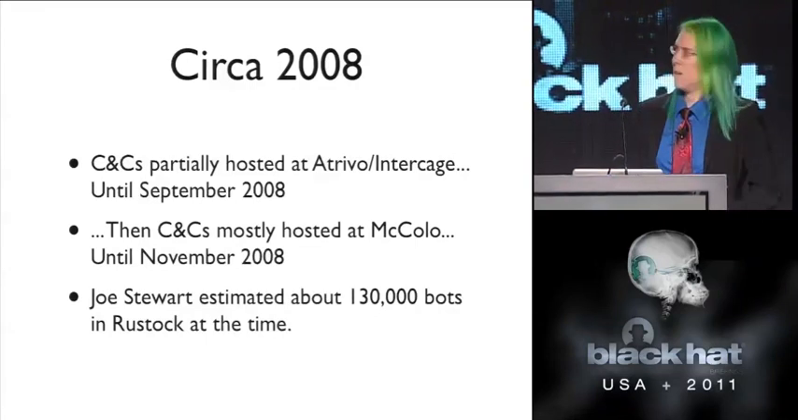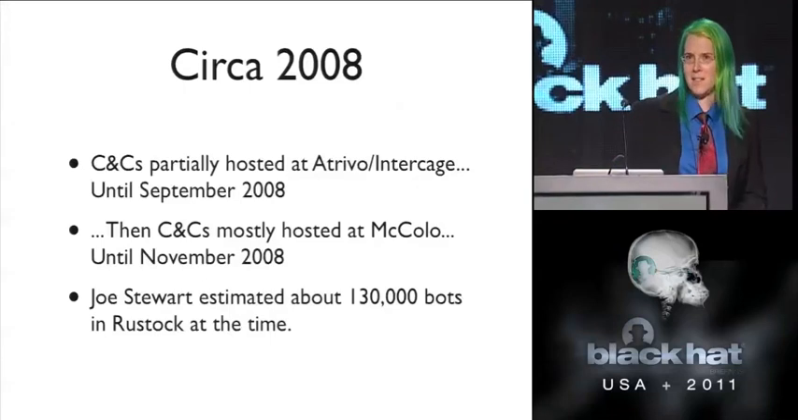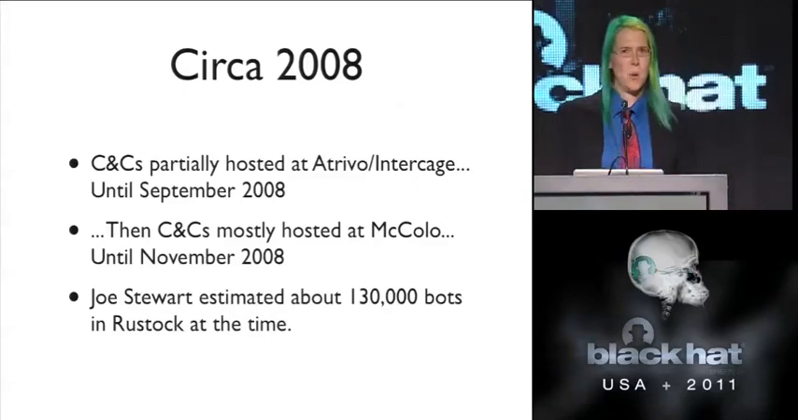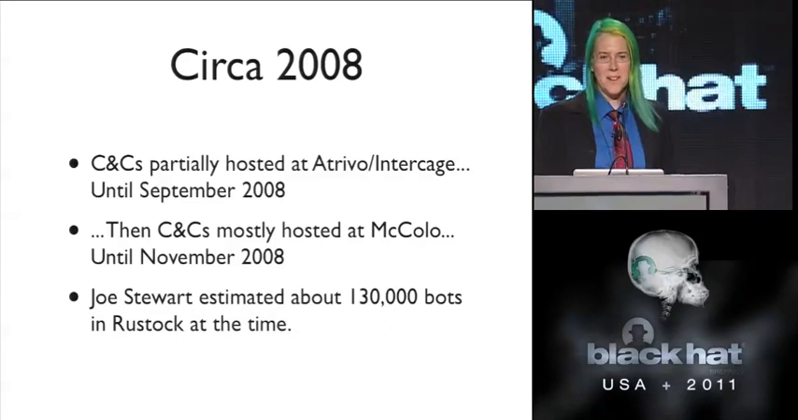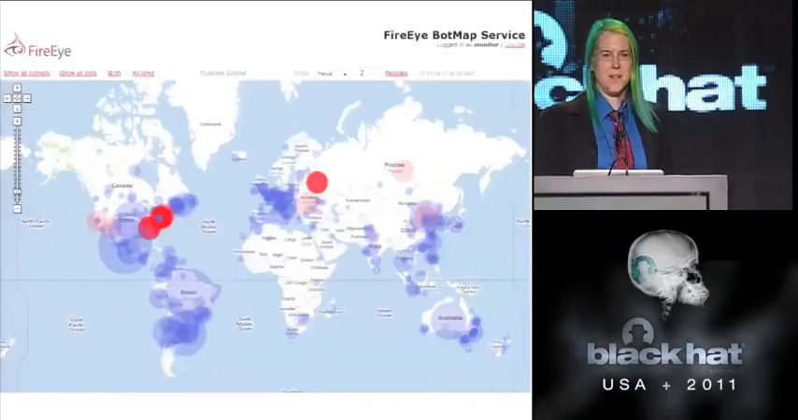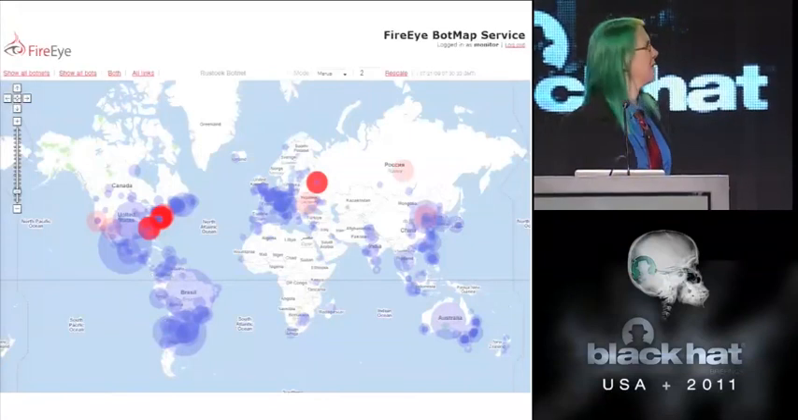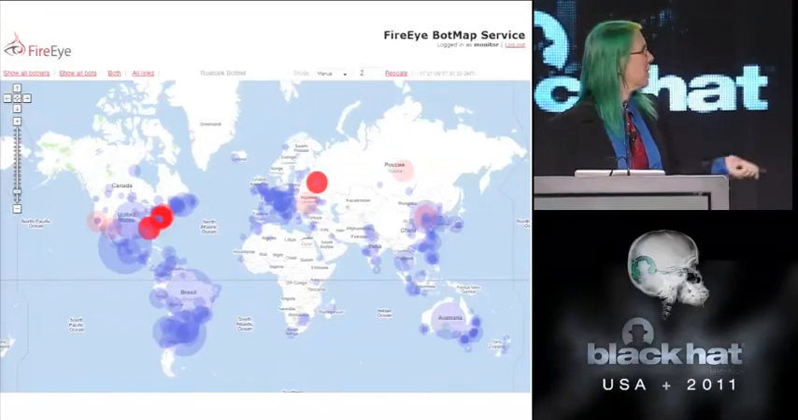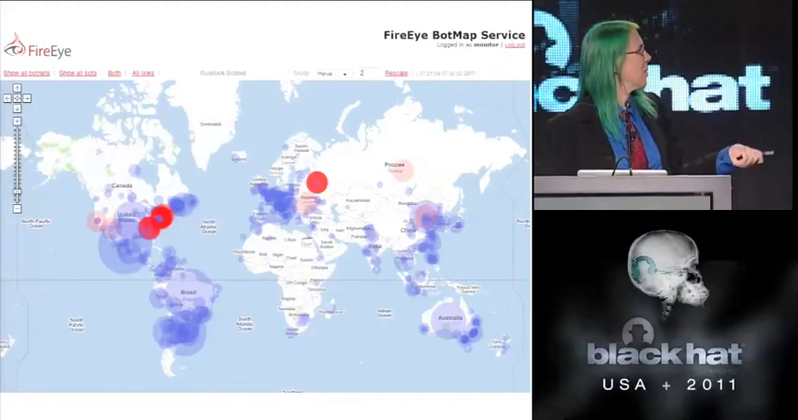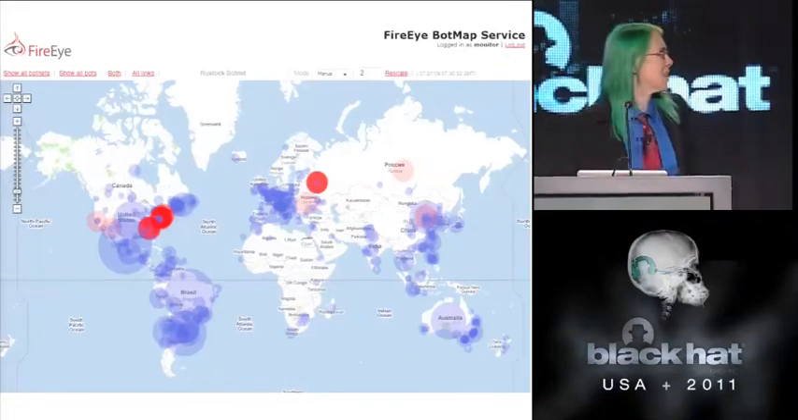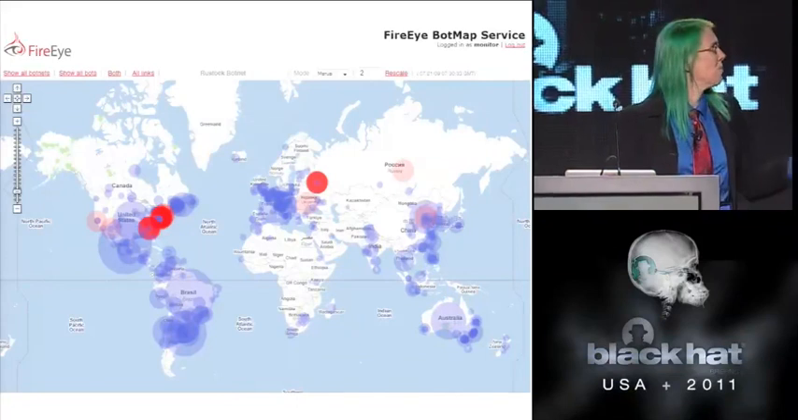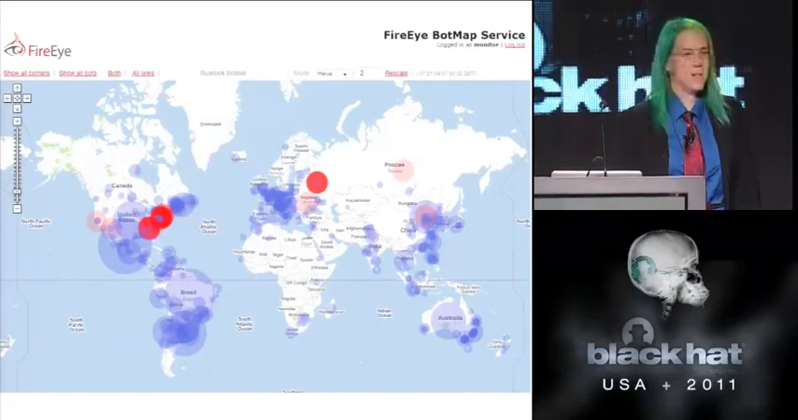So yeah, we took this opportunity to hijack the Srizbi botnet and permanently shut it down, but we didn't quite get it all done for Rustock. So we hijacked part of the Rustock CNCs during this period, and this is about where we plotted most of the incoming bots coming from at the time. There's only partial data though.